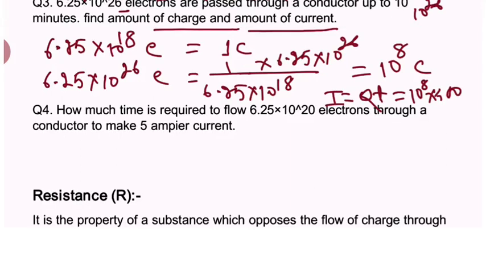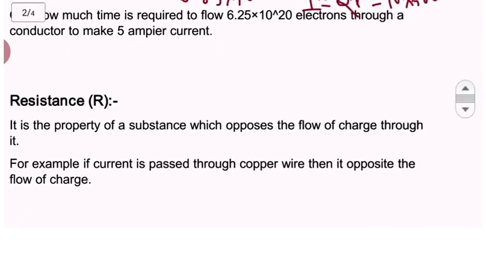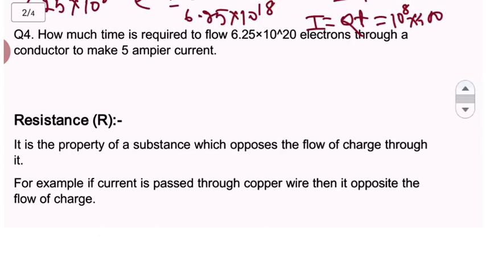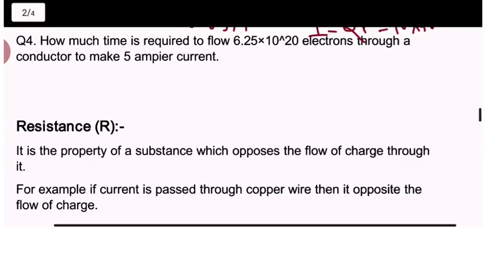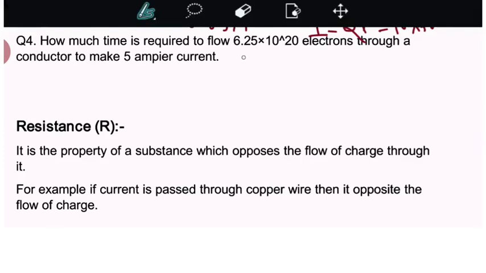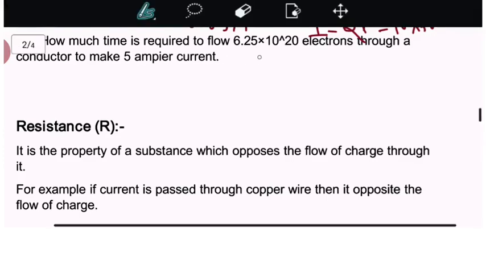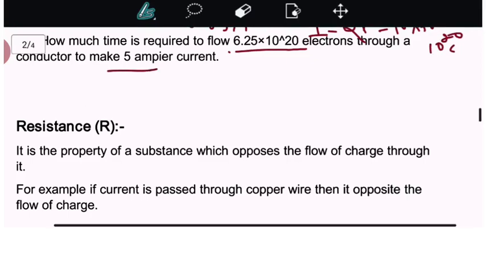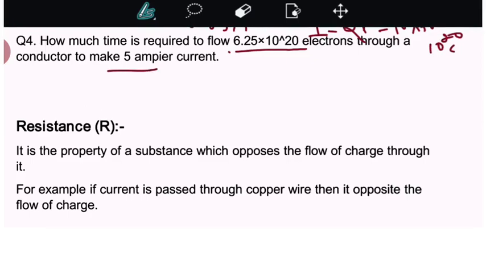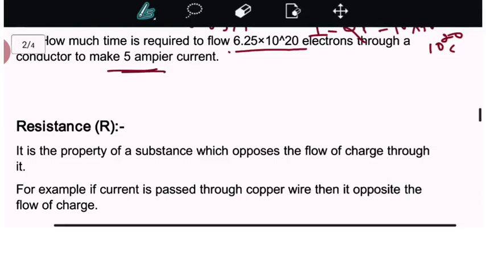Now the next is the fourth question. The fourth question is: how much time is required to flow 6.25 into 10 to the power 20 electrons through a conductor to make a current of 5 ampere? Now how can you calculate?